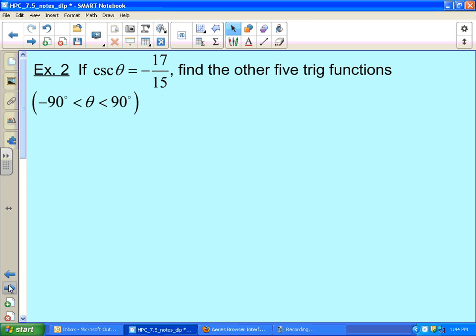First, we've been given a couple things. One, we know what one of them is. It's already telling us the cosecant of theta is equal to negative 17/15. Then, it also gives us this, and this tells us where we are. I am going to be less than 90 degrees, but greater than negative 90 degrees. So what two quadrants am I in? 1 and 4. Less than 90, but greater than negative 90. So I'm going to be in 1 and 4 for this one.